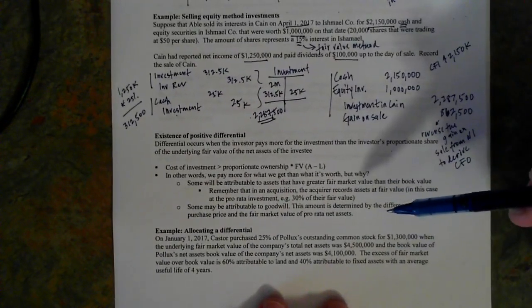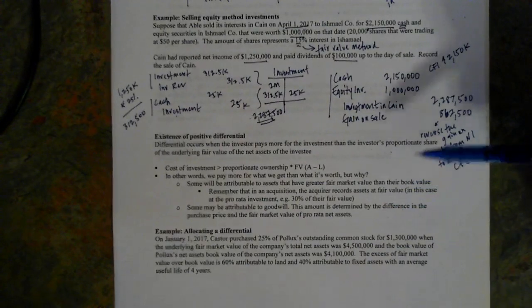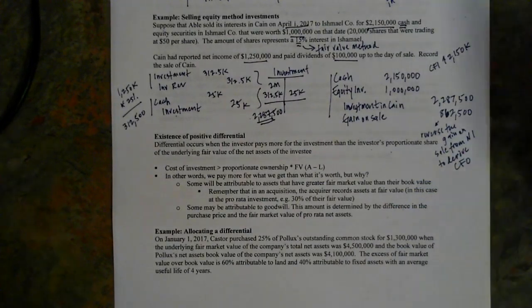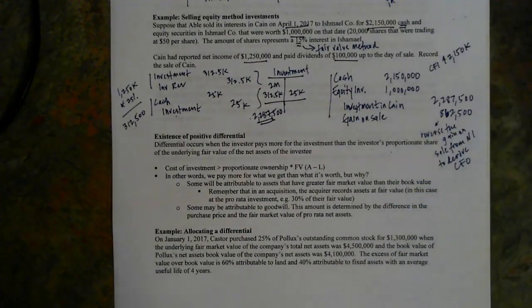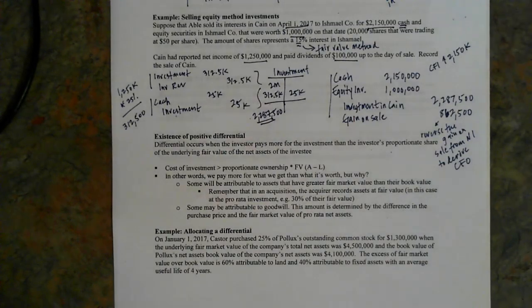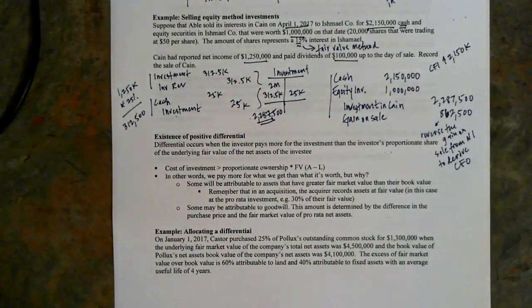Here, we have an existence of what we call a positive differential. And this is where we start to muddy the waters a bit, because this is typically what happens in practice. When you purchase a company, you are not likely to purchase the company as we did in the Cain and Abel situation, where 25% of the book value equals the amount that you pay for 25% of the ownership interest.